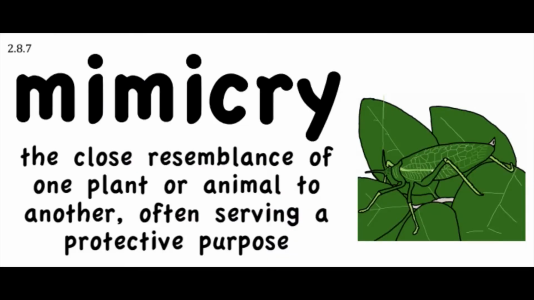As always, before we begin our story, we are going to go over some of the new vocabulary words that you will hear. The first of these words is mimicry. Mimicry is when a plant or animal mimics or looks like another plant or animal, often so that it can protect itself from a predator.